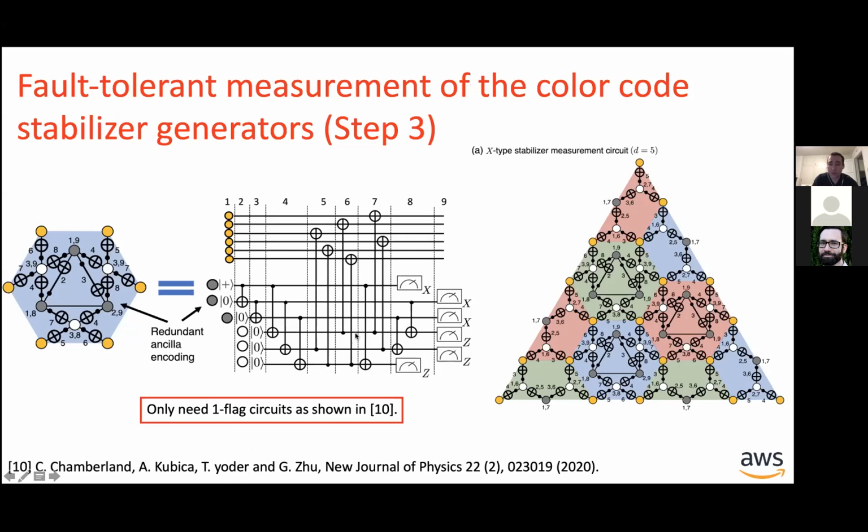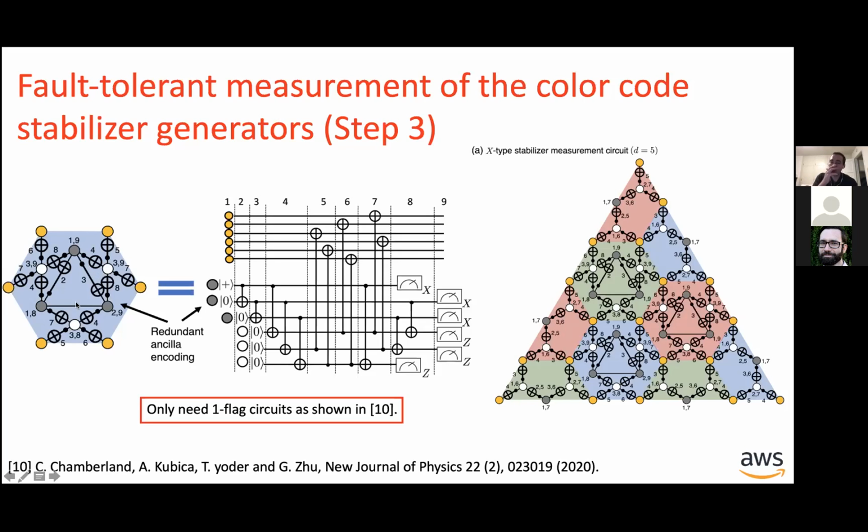So we've constructed one flag circuits for measuring the stabilizers of the color code, which is obtained using the layout that you see here. Okay, and so the gray vertices here are the ancilla qubits that are used to measure the parity of the stabilizers, and the white vertices here are the flag qubits, and the CNOTs are arranged in a way such that this circuit is one flag.